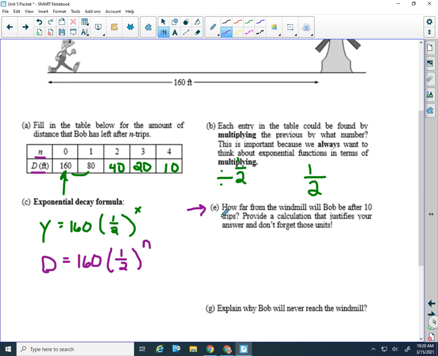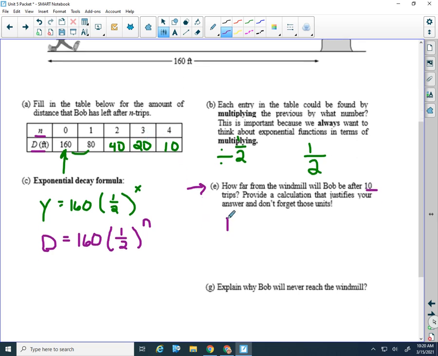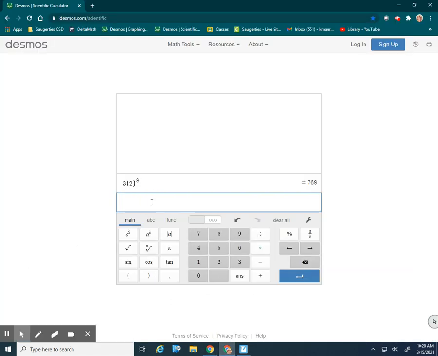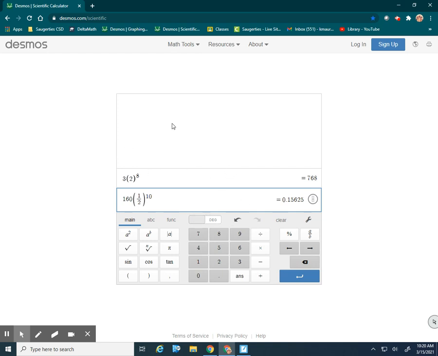So part E says, how far from the windmill will Bob be after 10 trips? So that is our N. So D equals 160 times 1/2, and our exponent is 10. So D equals, now I'm going to type that into our Desmos Scientific, 160, 1 divided by 2 gives you that. Let's pick it out and then do my parentheses. Exponent 10. So 0.15625.